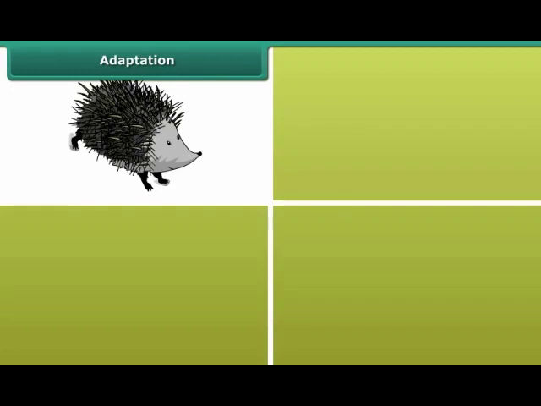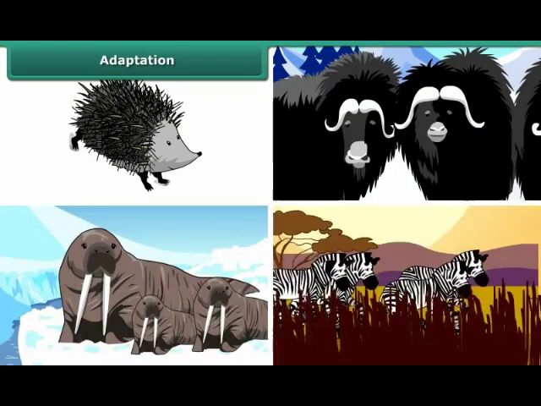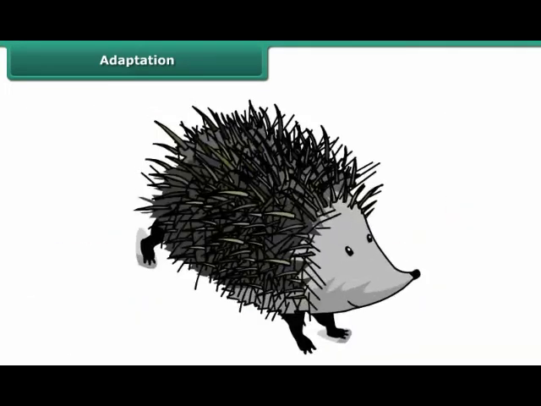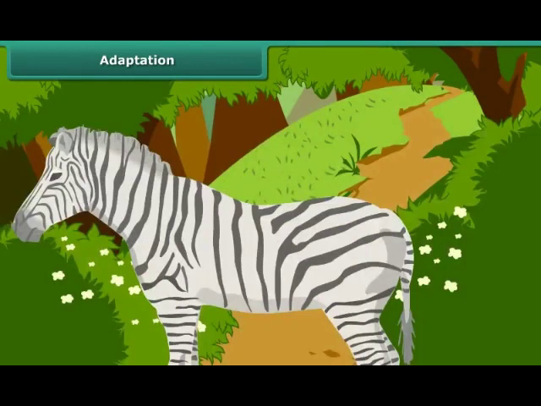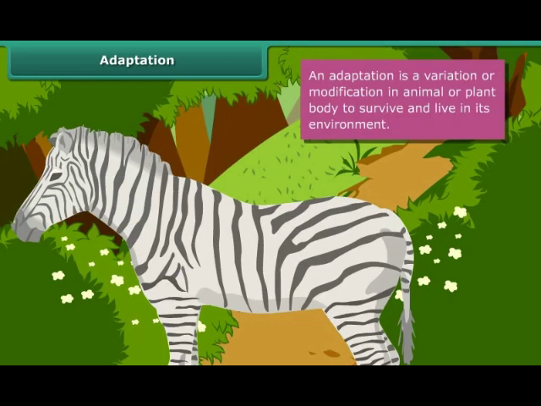Animals like porcupine, yak, seal, and zebra have different types of physical features to survive and live in the surroundings. Porcupine has needle-shaped quills, yak has thick fur, zebra has striped skin, which can be easily mistaken for bushes. These specific features are known as adaptations. An adaptation is a variation or modification in animal or plant body to survive and live in its environment.